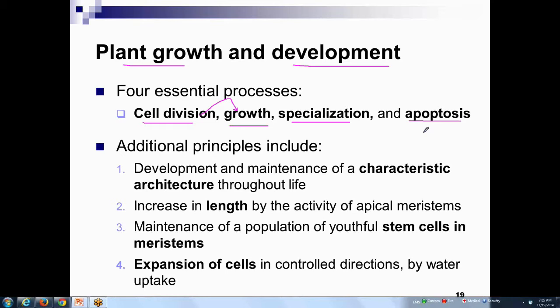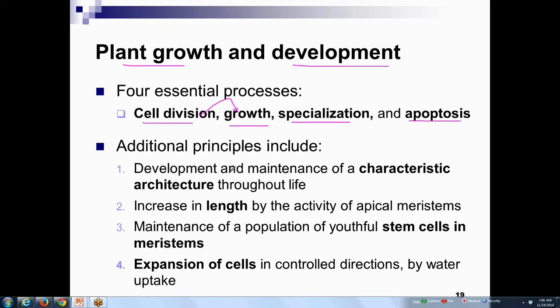It sounds strange that we'd actually have cells killing themselves in this growth and development process, but some cells need to go away to allow more mature tissues to develop. For example, a tadpole becoming a frog. The cells within the tail of the tadpole must actually commit suicide in order for the tadpole to develop into a frog. So the same kind of thing can happen in plants.